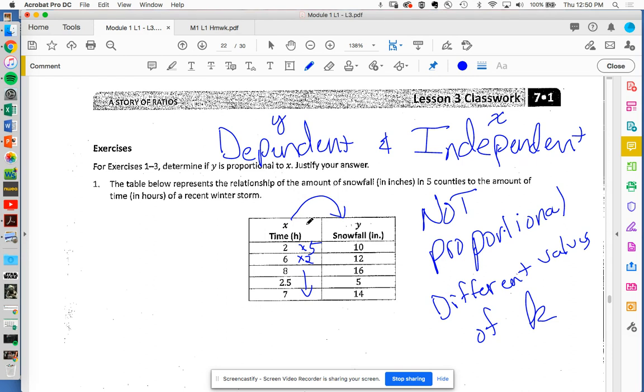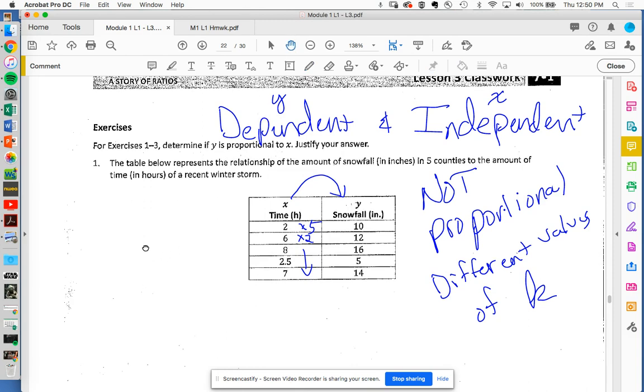Sometimes I leave it for the very last one. Then sometimes I put it like in the middle. You got to check every single relationship to make sure it's the same. And if there's any differences, it's not proportional. If they were all the same, yes, proportional. Does that make sense? Mm-hmm. So in this situation, the snowfall is not proportional to the time. Okay? What about the next one?